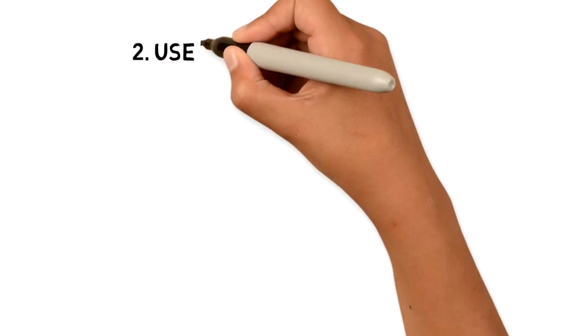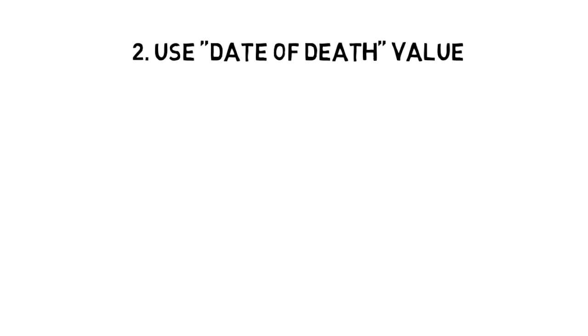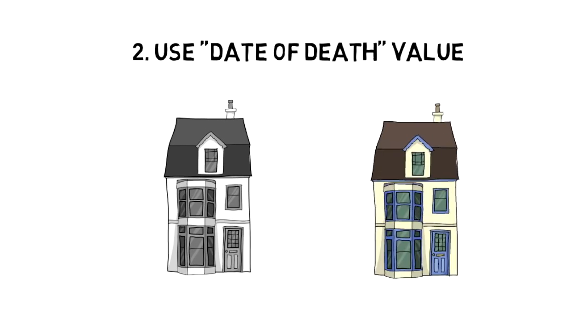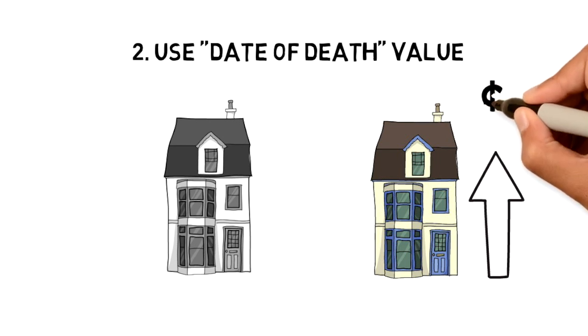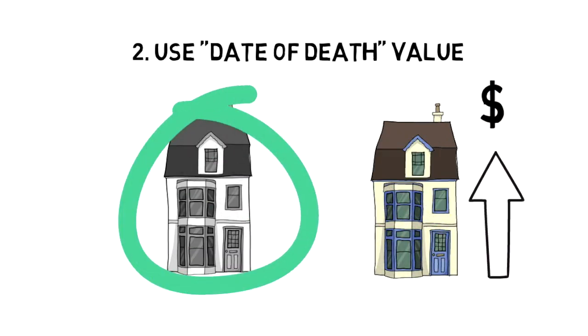Tip 2. You're cataloging the deceased's assets. Imagine you're taking a snapshot on the day they died. Say the deceased died a year ago and the market value of their house has increased. You should write the value of the house then and not now.